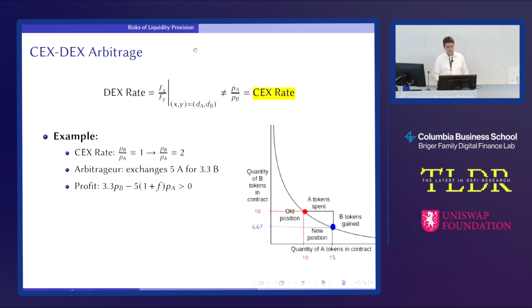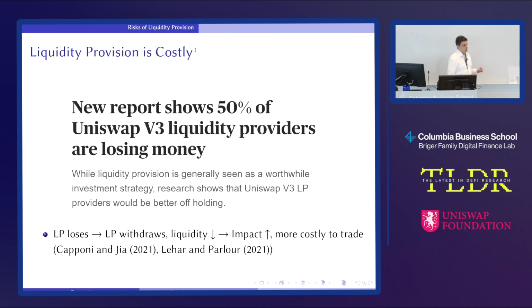So this basically is an arbitrage that creates a problem for the liquidity provider, because when you execute these trades, who is earning, of course, is the arbitrageur, but who is losing is the liquidity provider, because now the liquidity provider is being left with a pool which contains less valuable tokens.